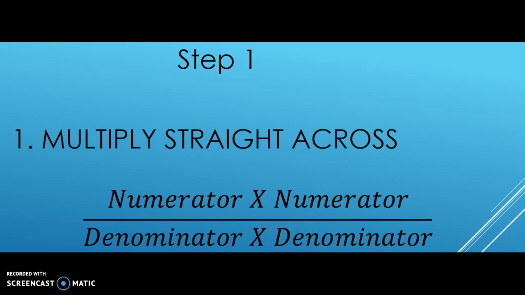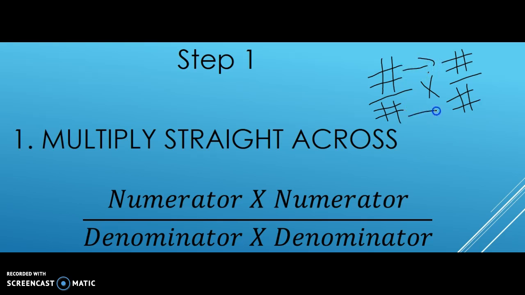Step 1, you're going to multiply straight across. Remember that your top number is called your numerator and that your bottom number is called the denominator. So what I mean about multiplying straight across, you're going to take your two top numbers and multiply those together, and then take your two bottom numbers and multiply those together in order to get your final answer.